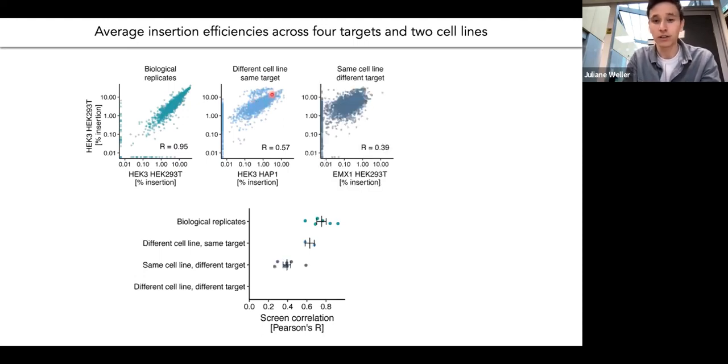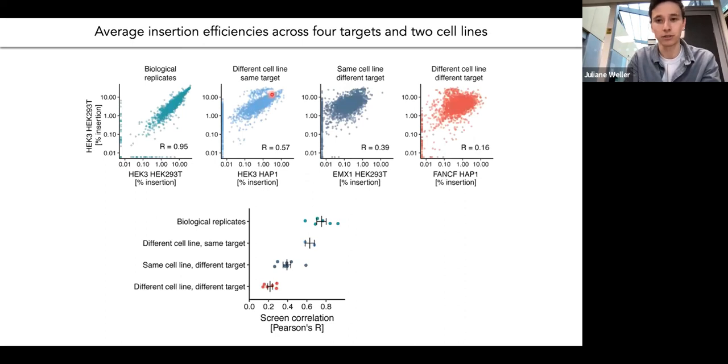Then we could also look at the same cell line, but with different target sites. And again, we see a drop in correlation compared to replicates. And finally, we had the lowest correlation when both the cell line and the target site were swapped. But what explains this? So we see there is some reproducibility of the insertion rates, but also some difference based on context.